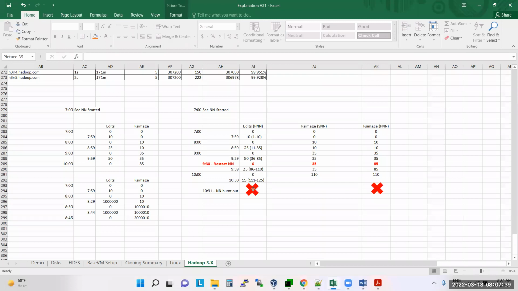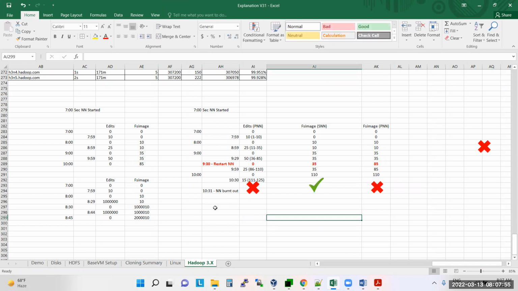So now, if the primary disks are down, I still have the secondary name node fine, right? Yes, sir. The secondary name node is still there. We don't have an issue. Now, at 10:30, let's say they are completely burnt out. So nothing can be done now.